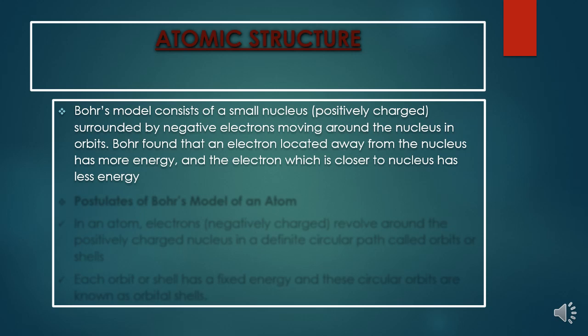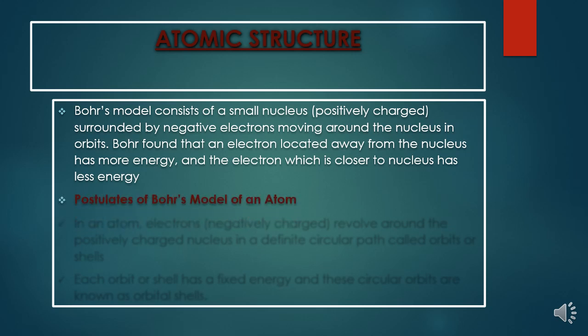But each energy level has its own fixed amount of energy, which means the energy level that is closer to the nucleus has the lowest amount of energy, and the energy level which is farther from the nucleus has a higher amount of energy. I'm going to explain this in the next slide.